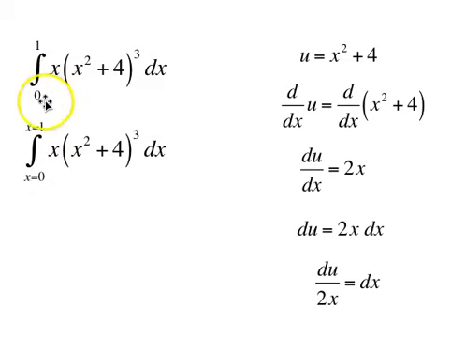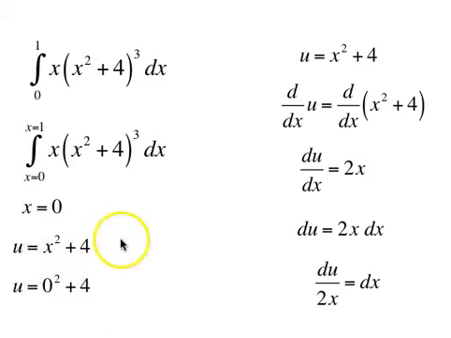But these endpoints are x's, so this is x is 0 and x is 1. So x ranges from 0 to 1 of x times x squared plus 4 to the third. Now you'll notice u is x squared plus 4, so I could convert these x's to u's if that's something I would like to do. So again, when x is 0, what would u be? u would be x squared plus 4, u would be 0 squared plus 4, or 4. So this x equals 0 could be converted into u equals 4.